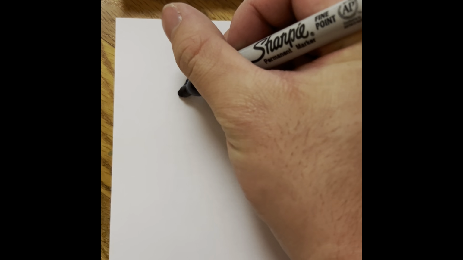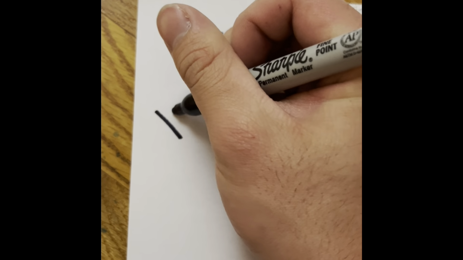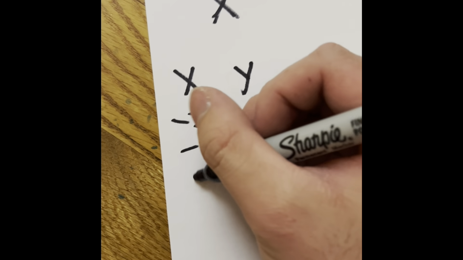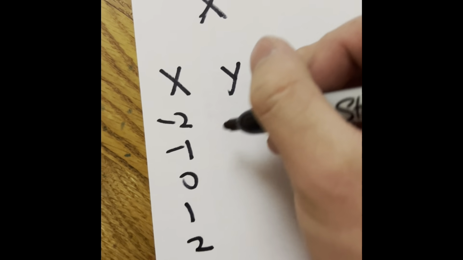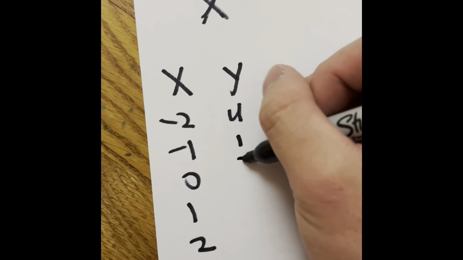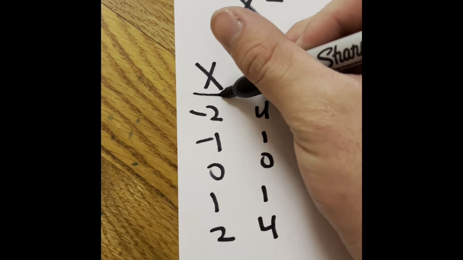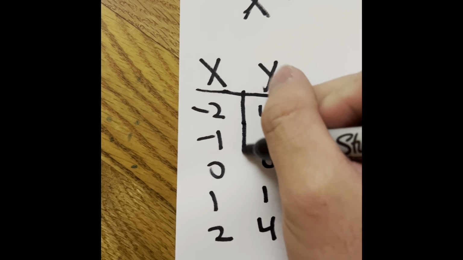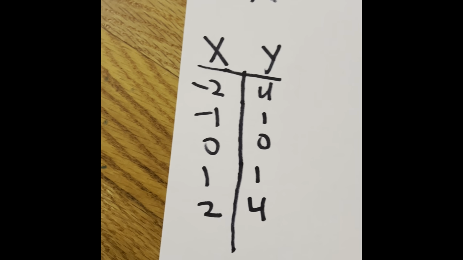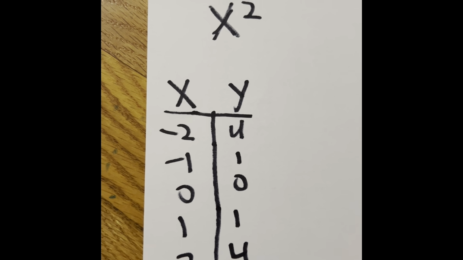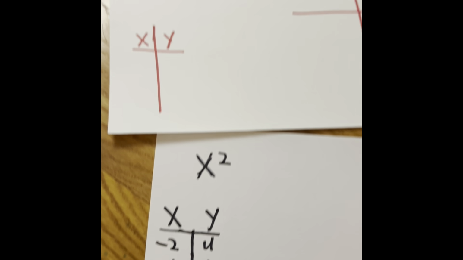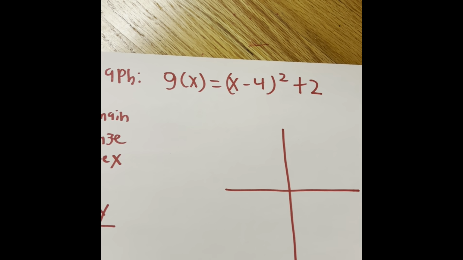If we try out x squared, we get x and y: -2, -1, 0, 1, 2, and we get +4, 1, 0, 1, and 4. So that's going to be a ratio table if we use x squared as a model. But how is that going to affect the equation way over here?